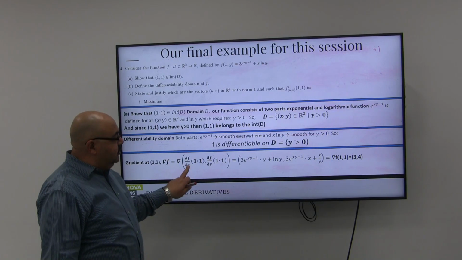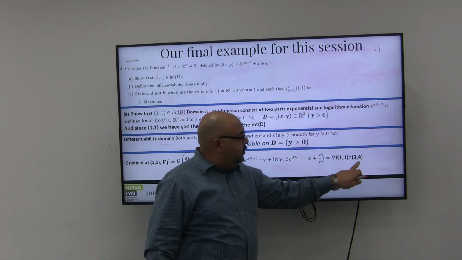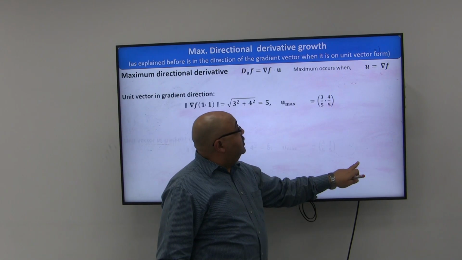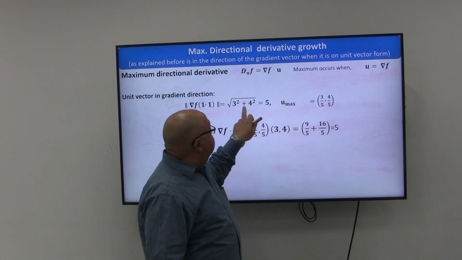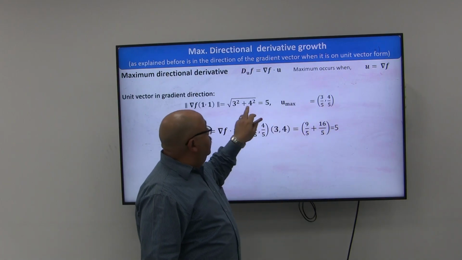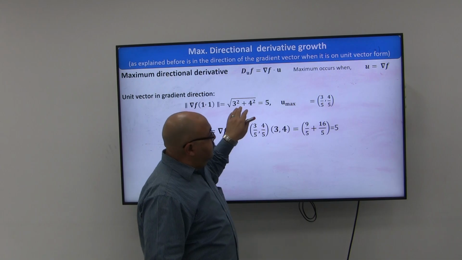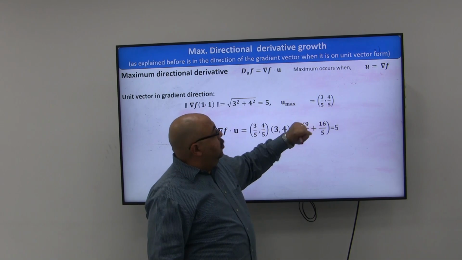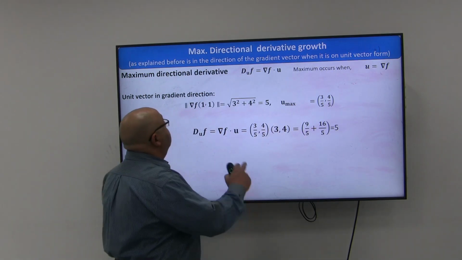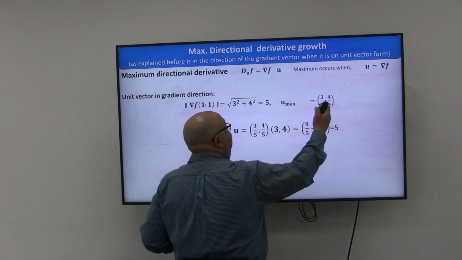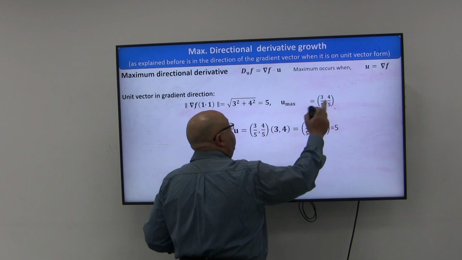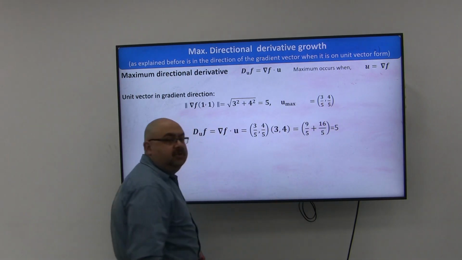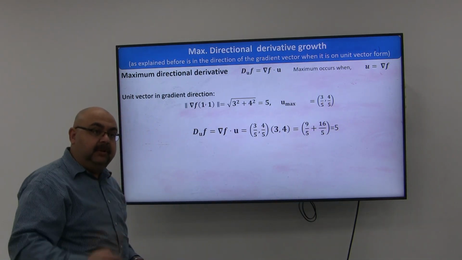That's the gradient vector, which is going to lead to (3, 4). This is the norm of the vector. This is the unit vector in the maximum direction, which is obtained by dividing the components of the gradient vector by root 5. Then I will multiply them together as you saw in the previous problem.